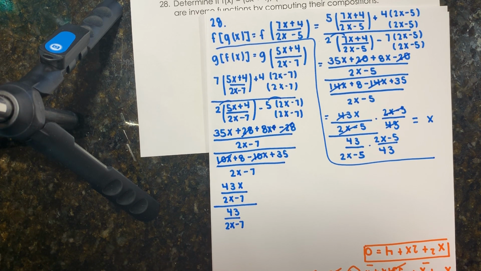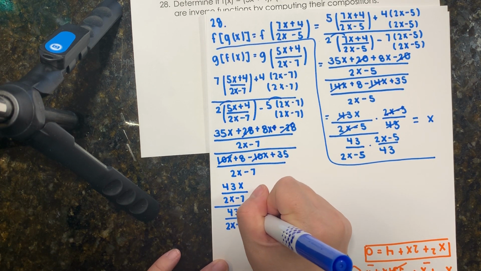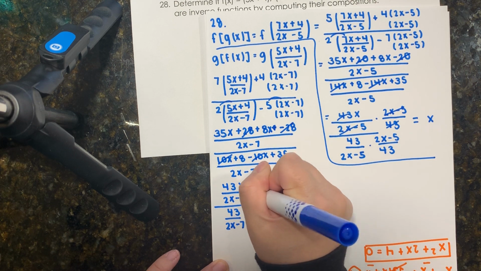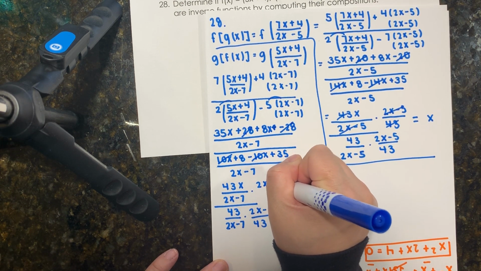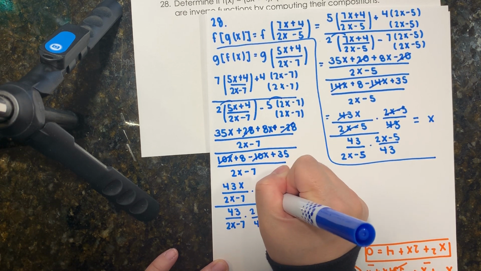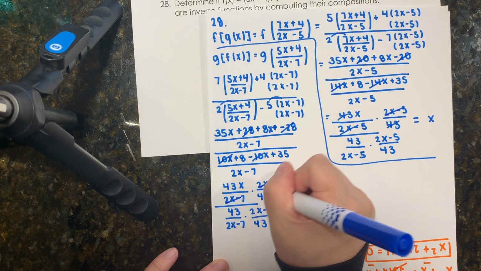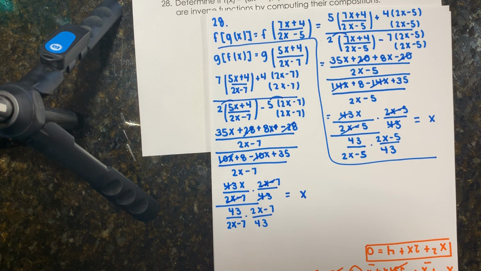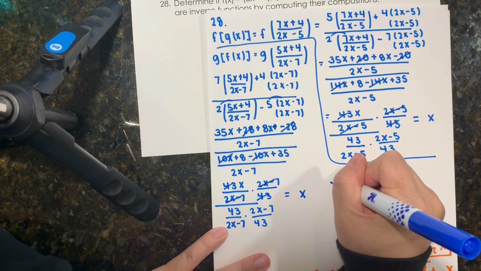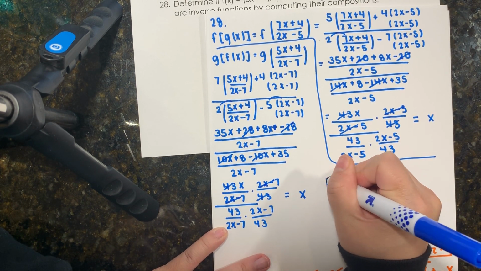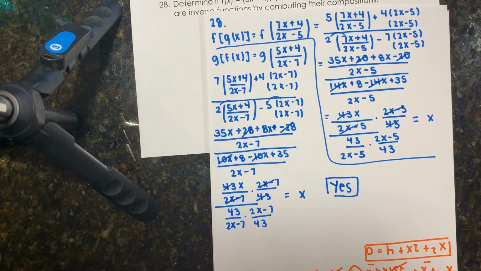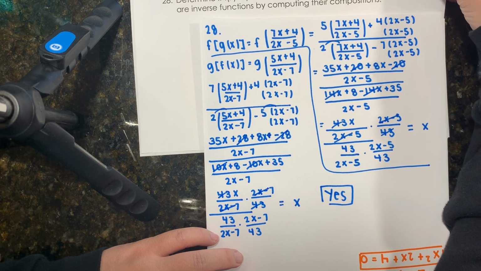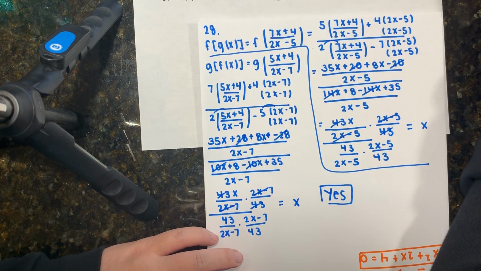Just like on the last one, you're going to multiply by the reciprocal of the denominator, which is 2x minus 7 over 43. The 2x minus 7s cancel, 43s cancel, you are left with just x. So all of that work tells you that yes, they are inverse functions of each other because both of the compositions are equal to x.